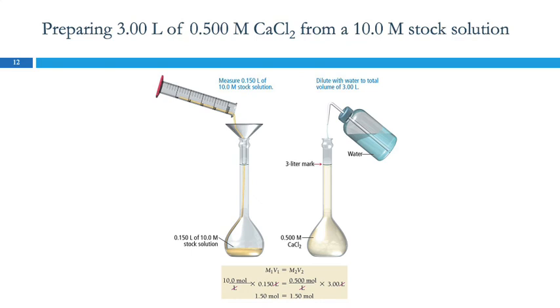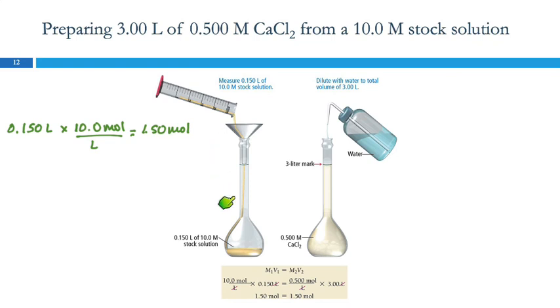So here is an example of diluting a solution. We're making 3 liters of a 0.5 molar solution from a 10 molar solution. So here we're measuring 0.15 liters of 10 molar solution. If we have 0.150 liters of a 10 molar solution, that's 10 moles per liter, that's going to mean we have 1.50 moles of the solute, right?